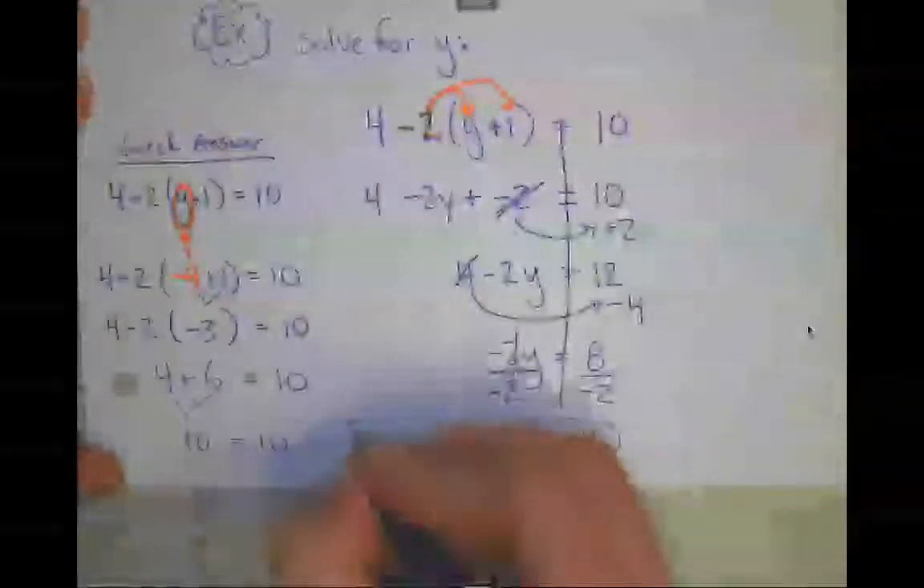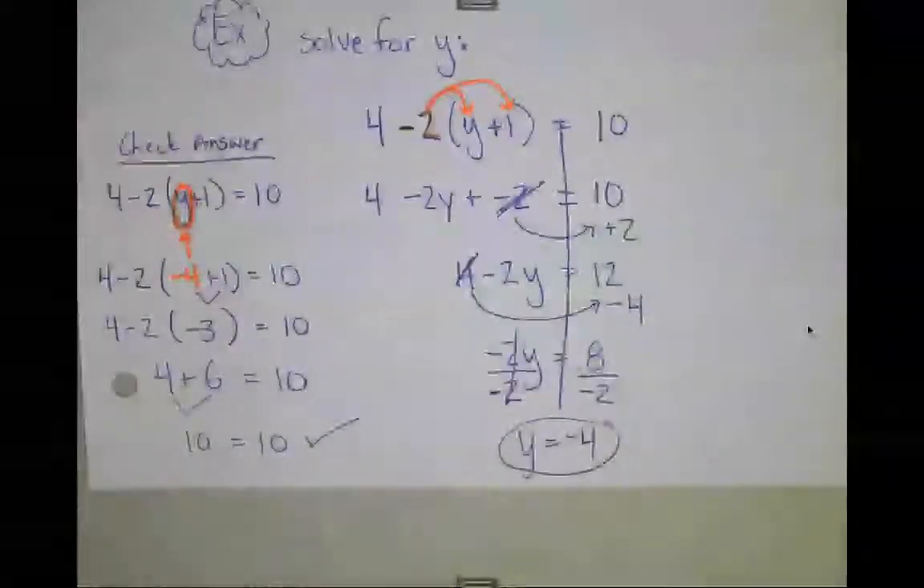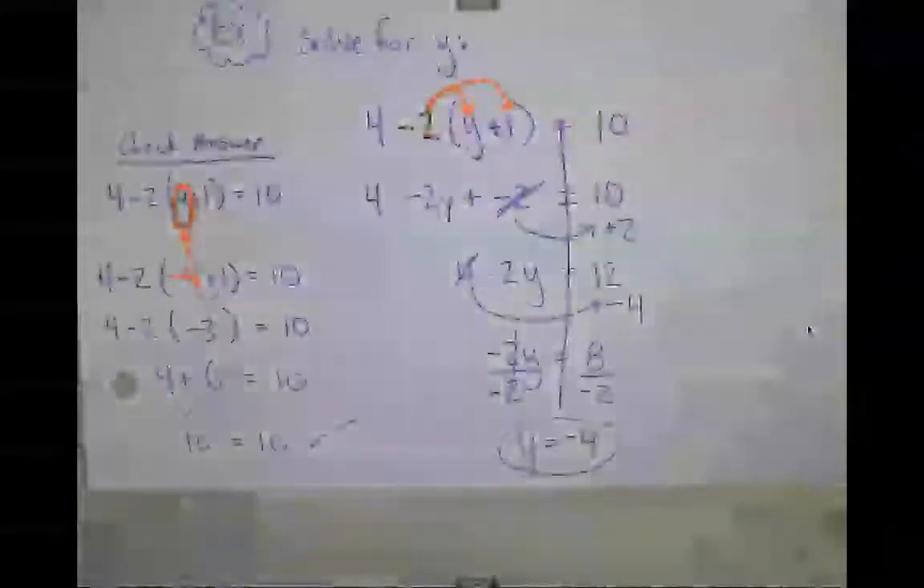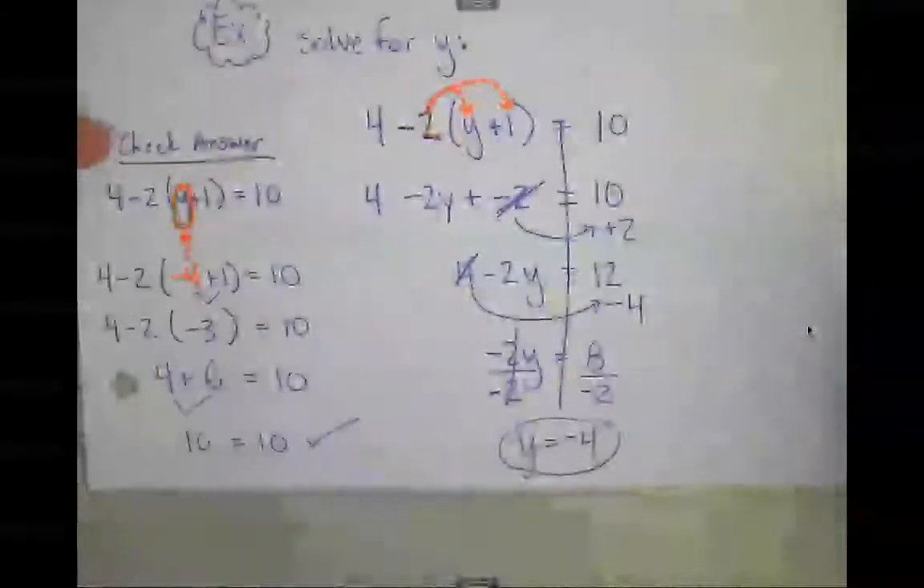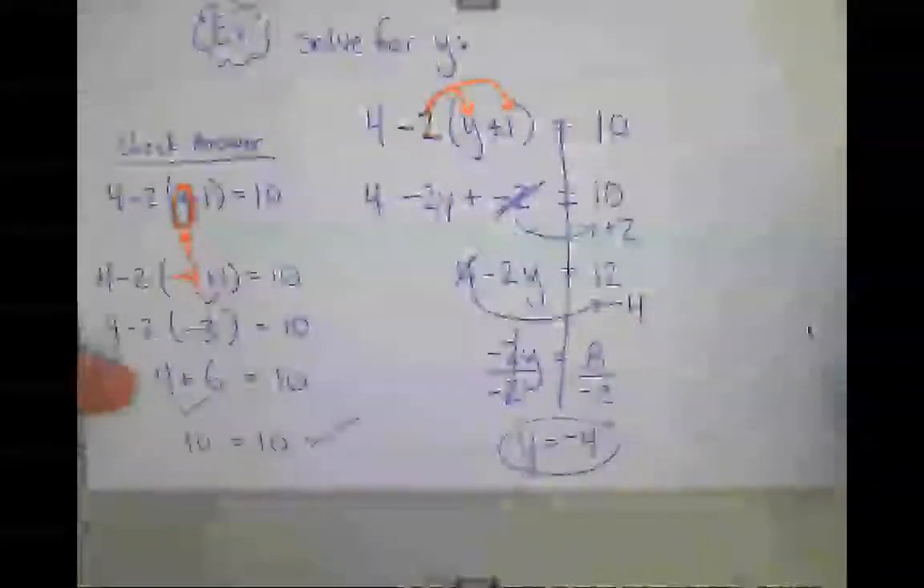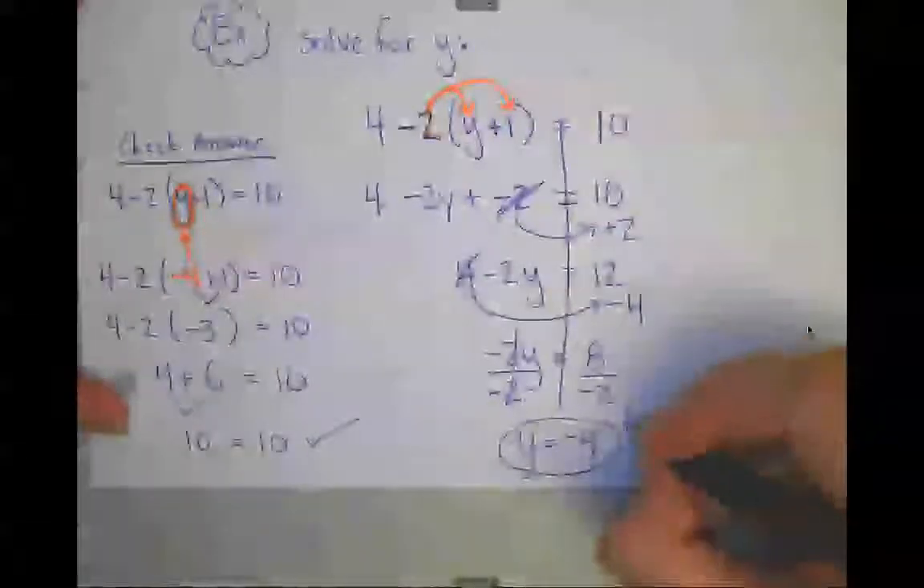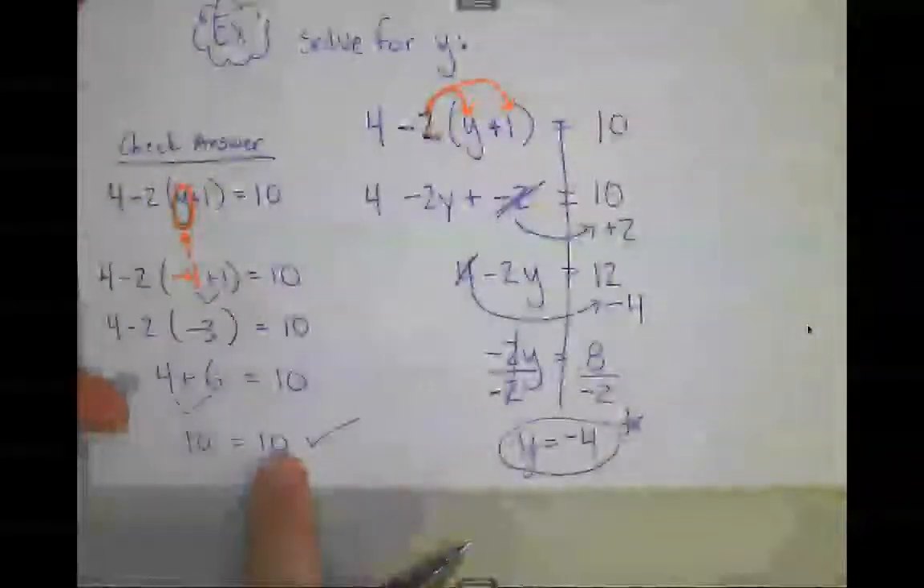10 equals 10, check. Now I have very, very advanced work here. Not only did I solve my equation and get my answer, but I went ahead and checked my answer and showed that it was valid. So the answer is y equals negative 4, and here's my proof that it actually works.